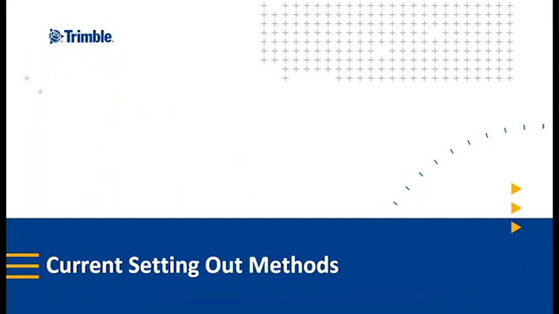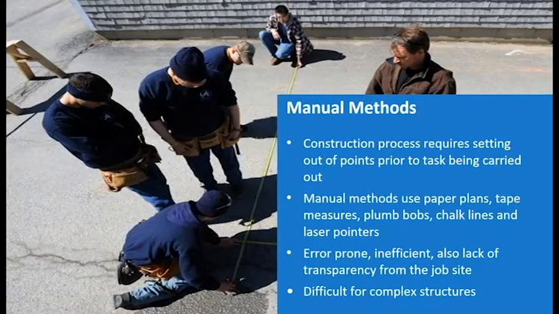So what are the current setting out methods that we have? There's a couple of methods that we currently have. Wow, I haven't seen that in a while. Tape. Yeah, you don't see tape measures too much, but they are still out there. People are still working to them. So we've got the old-fashioned manual method, using tape measures, laser measurers, plumb bobs, chalk lines, that type of thing.